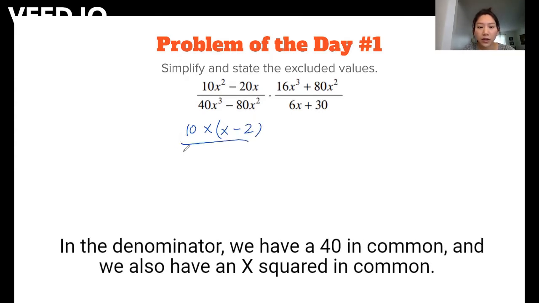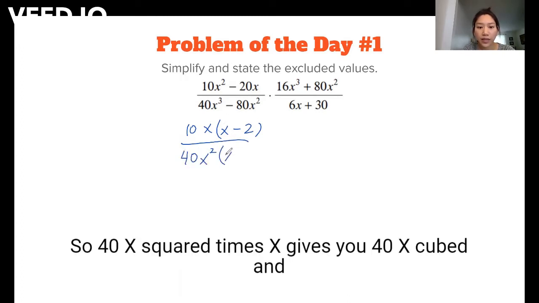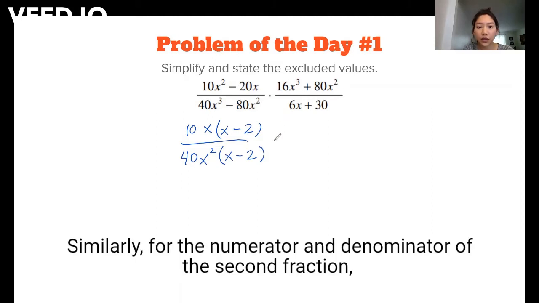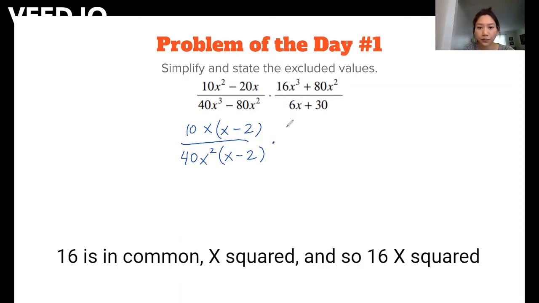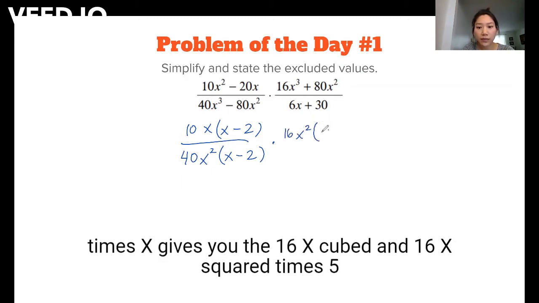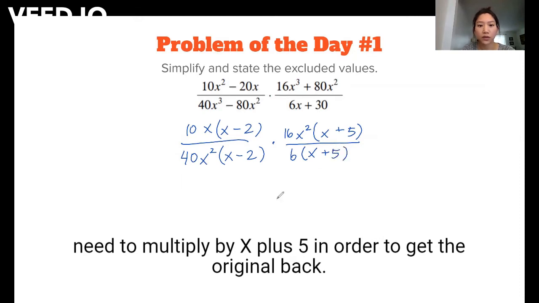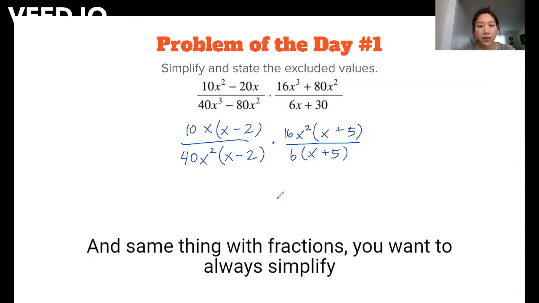In the denominator, we have a 40 in common, and we also have an x squared in common. So 40x squared times x gives you 40x cubed, and 40x squared times a negative 2 gives you the negative 80x squared. Similarly, for the numerator and denominator of the second fraction, 16 is in common, x squared, and so 16x squared times x gives you the 16x cubed, and 16x squared times 5 gives you the 80x squared. Similarly, for the denominator, 6 in common, and you'll need to multiply by x plus 5 in order to get the original back.